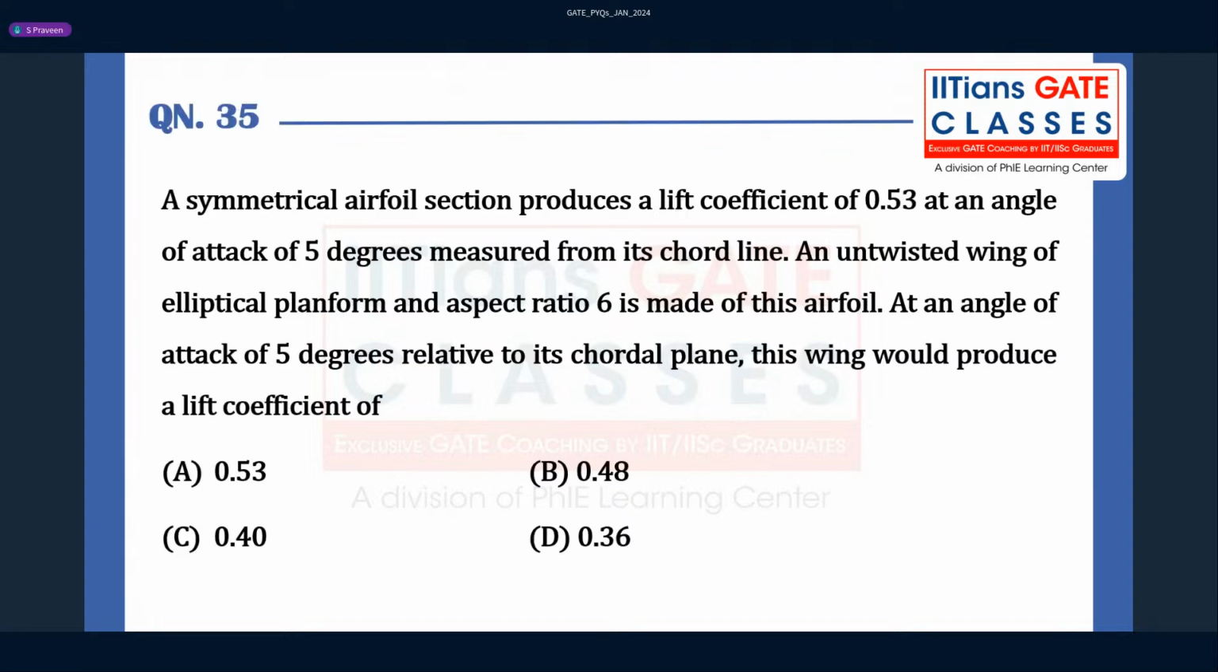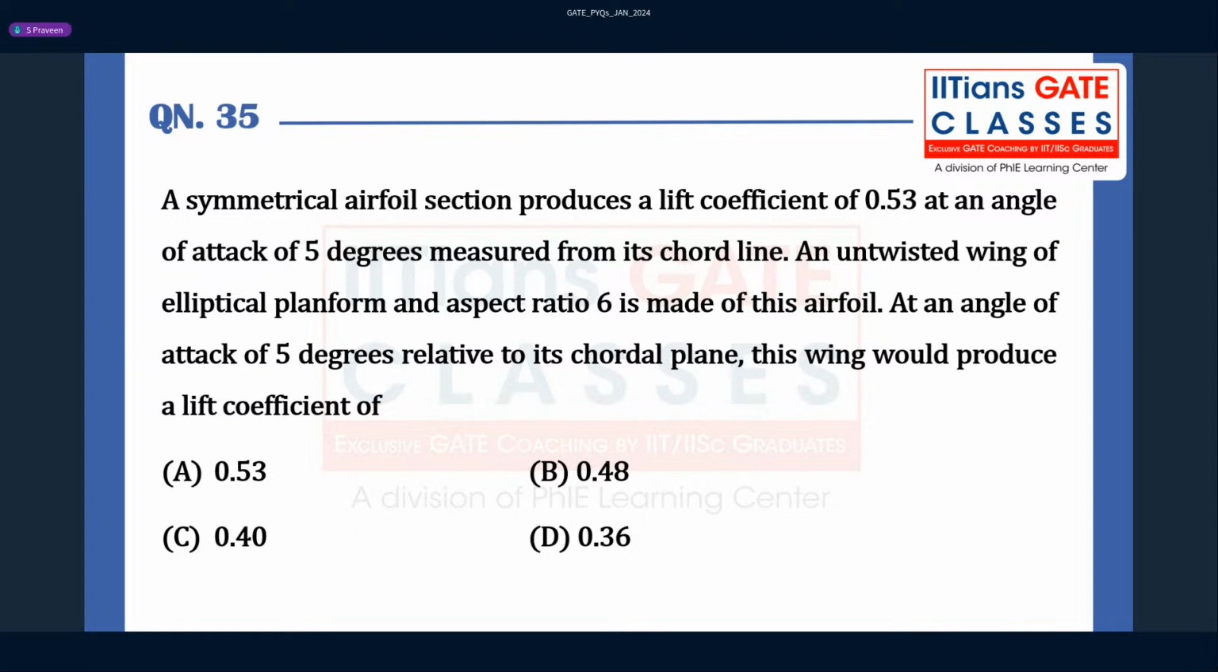A symmetrical airfoil section produces a lift coefficient of 0.53 at an angle of attack of 5 degrees, measured from its chord line. An untwisted wing of elliptical planform, aspect ratio 6, is made of this airfoil. At an angle of attack of 5 degrees relative to its zero-lift plane, this wing would produce a lift coefficient of dash.